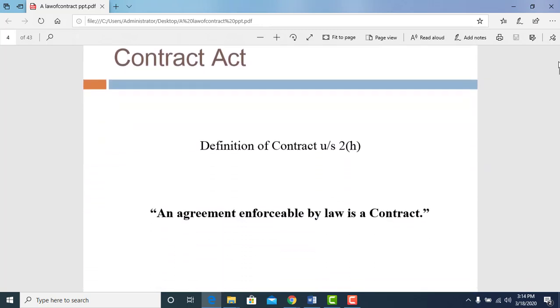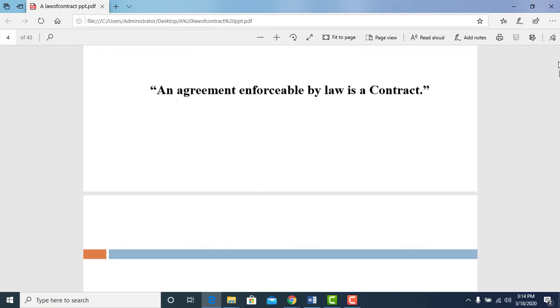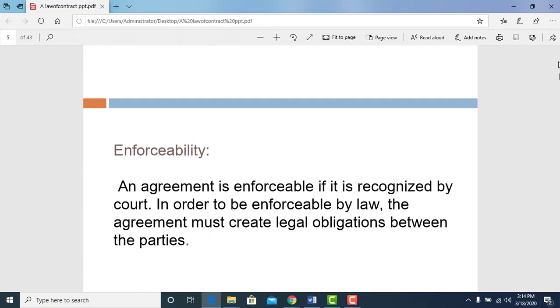Now, definition of contract under section 2(h) is an agreement enforceable by law is a contract, and I'm sure this is very simple to remember. So now I've repeatedly used a word enforceable. What is the meaning of enforceable? An agreement is enforceable if it is recognized by court. In order to be enforceable by law, the agreement must create legal obligations between the parties, and that is the understanding, right?